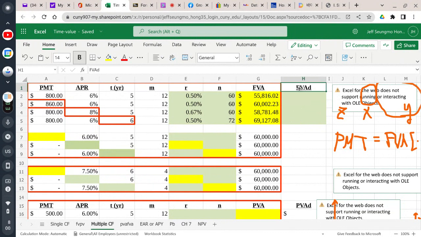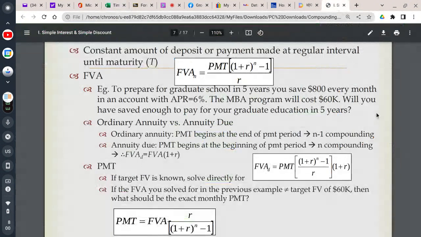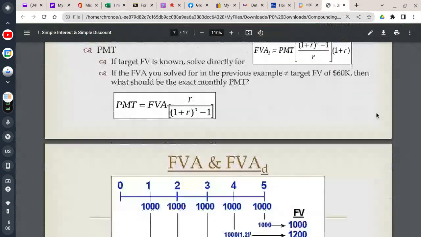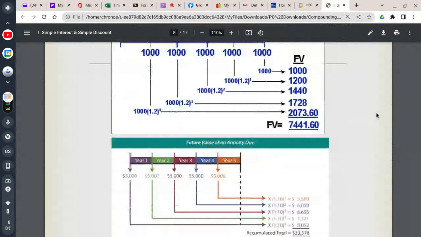But let's suppose it's annuity due. If it is annuity due, how do we calculate it? How do we find annuity due? If you remember, the only difference between ordinary annuity and annuity due, what is the difference between ordinary annuity and annuity due?